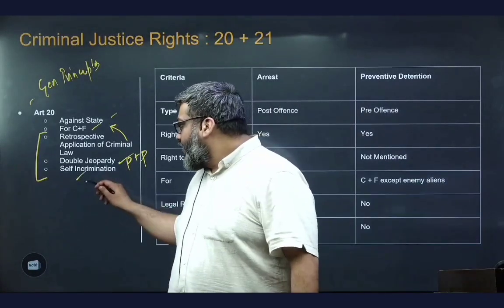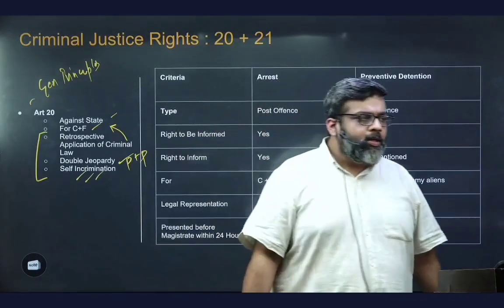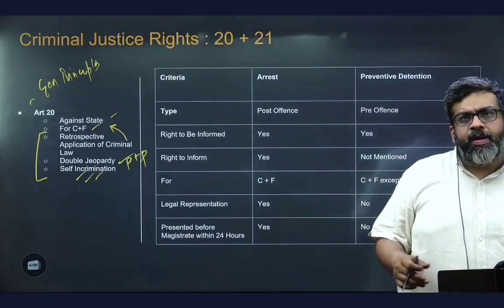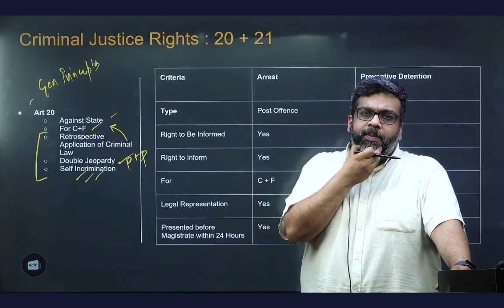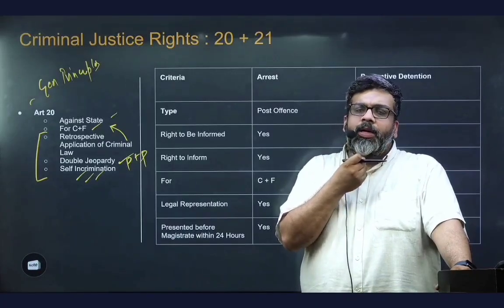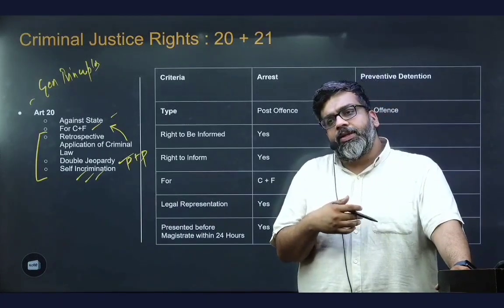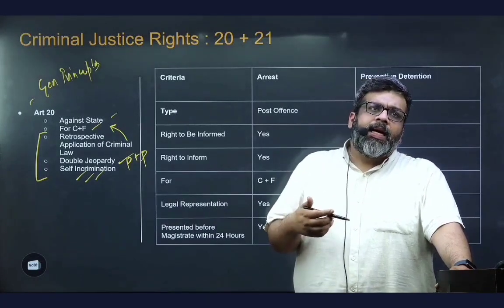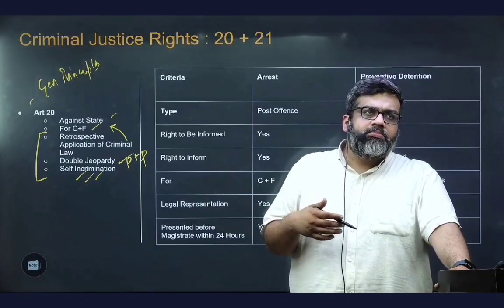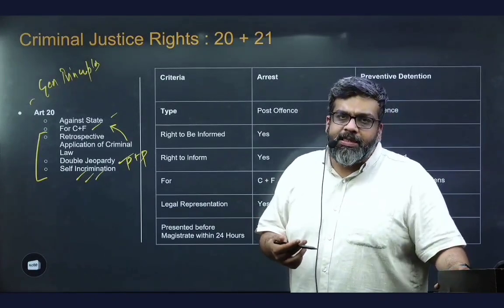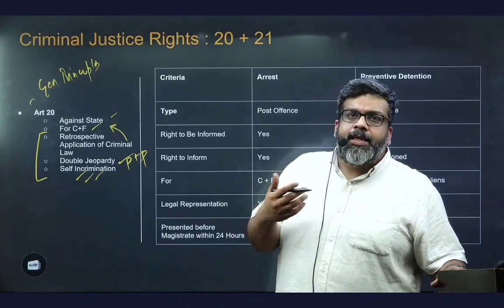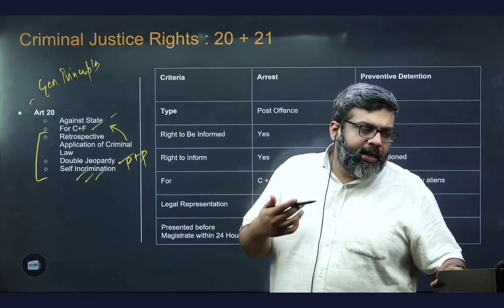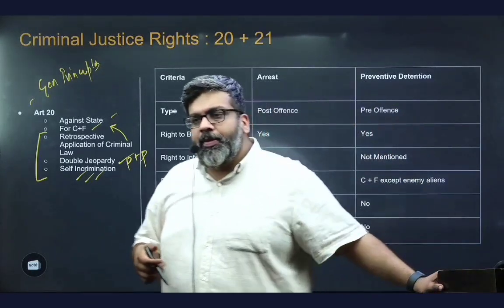3, you cannot be compelled to be a witness against yourself. This is also a principle of natural justice. It's also a very important principle of criminal law. You can't be forced to give evidence against yourself. This is also why any testimony given to the police has to be verified in a court of law. This is also why things like narco analysis have been declared unconstitutional by the Supreme Court.